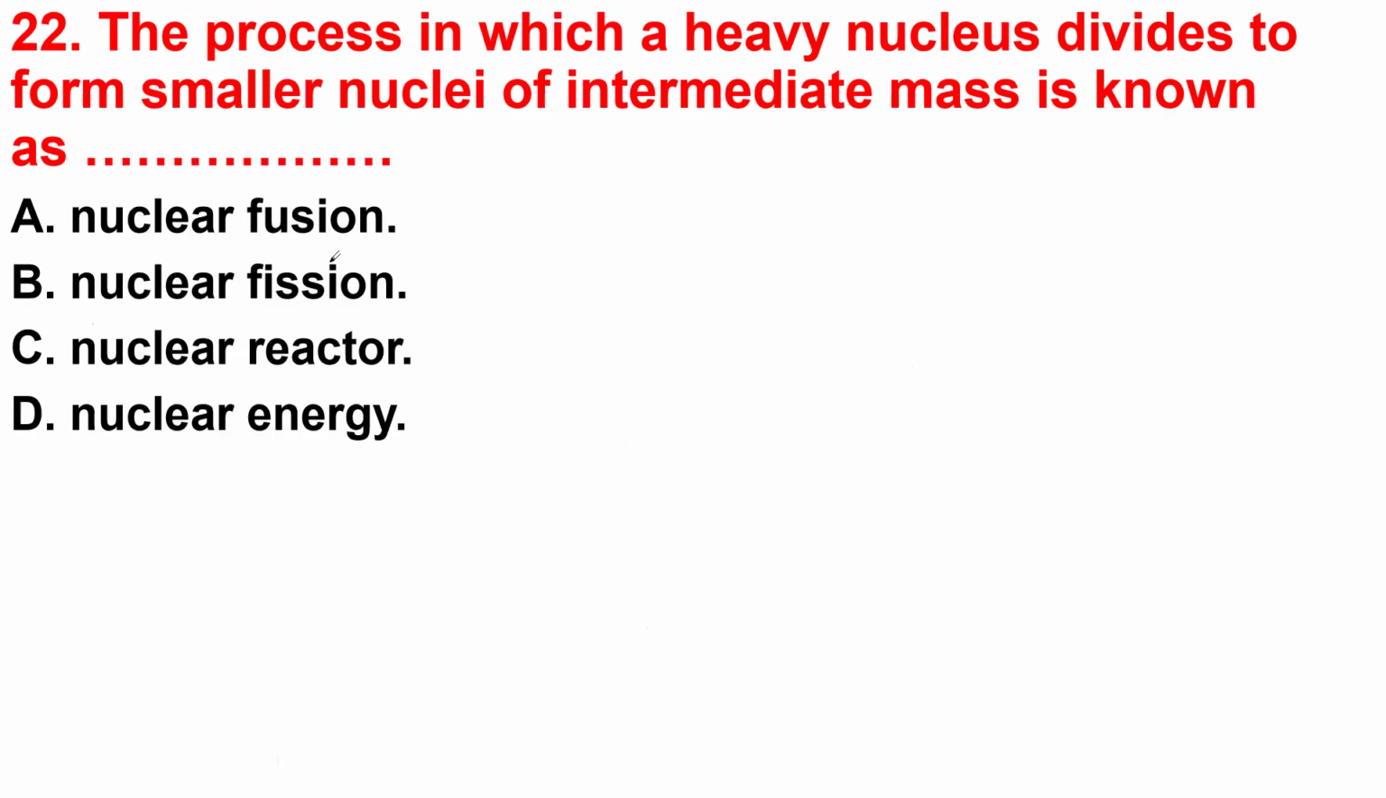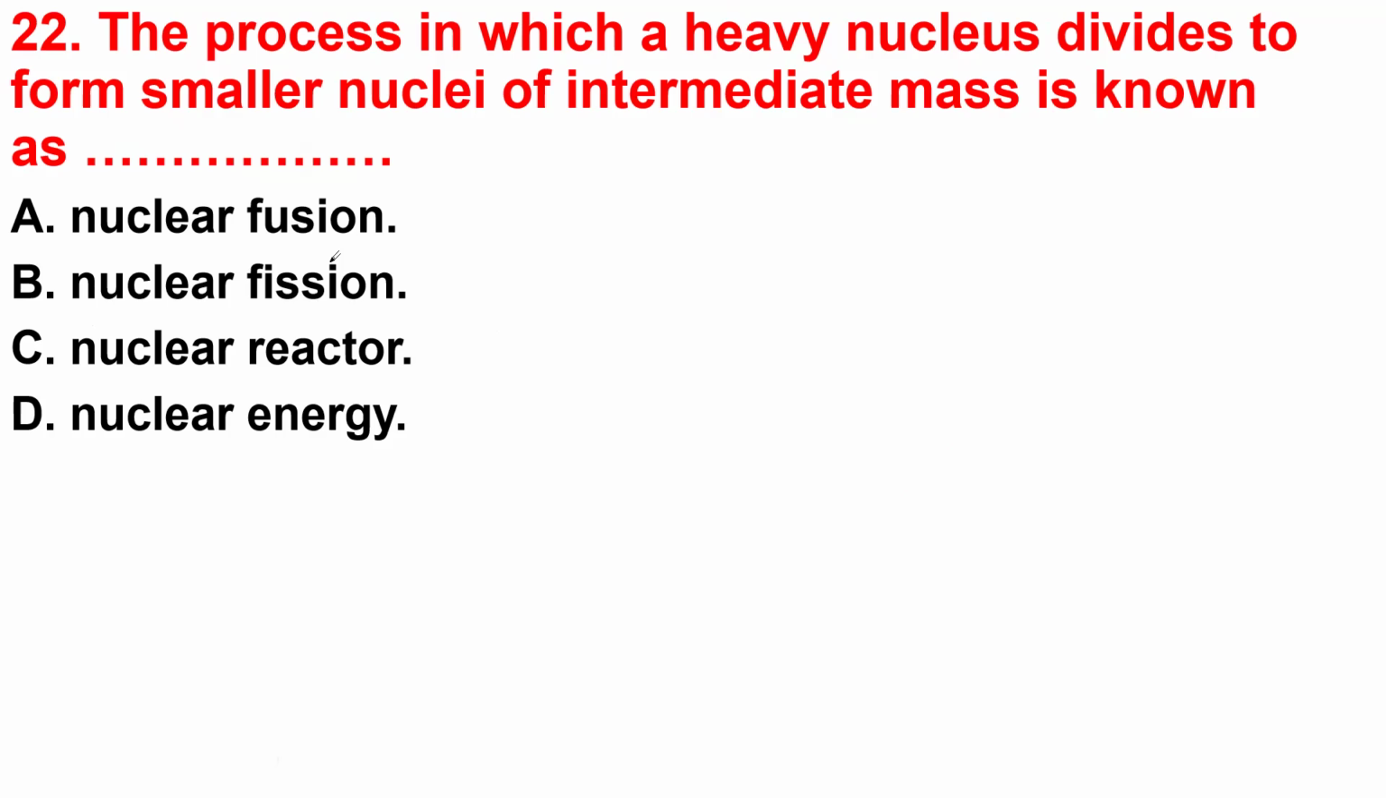So then question 22. The process in which a heavier nucleus divides to form smaller nuclei of intermediate mass is known as: A. Nuclear fusion, B. Nuclear fission, C. Nuclear reactor, D. Nuclear energy. So ladies and gentlemen, we have two basic types of nuclear reaction.